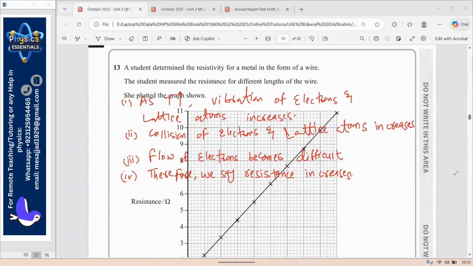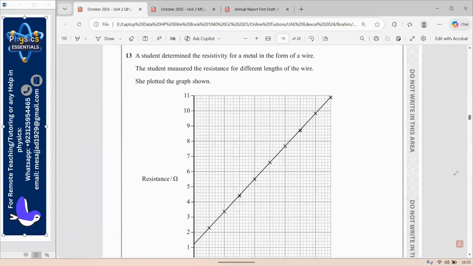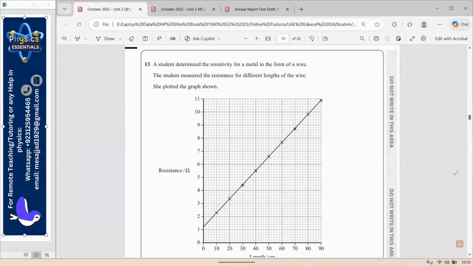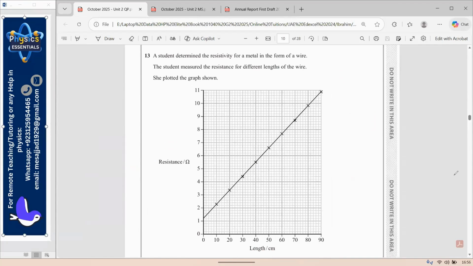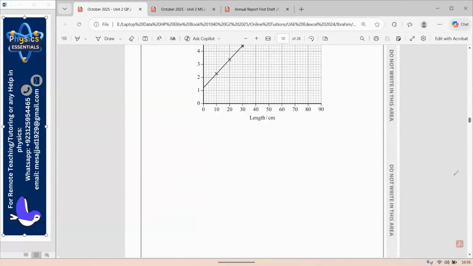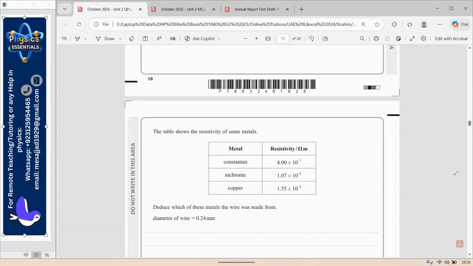Question number 13. A student determined the resistivity for a metal in the form of a wire. The student measured the resistance for different lengths of the wire. She plotted the graph shown. The table shows the resistivity of some metals. Deduce which of these metals the wire was made from. The diameter of the wire is 0.24 millimeters.